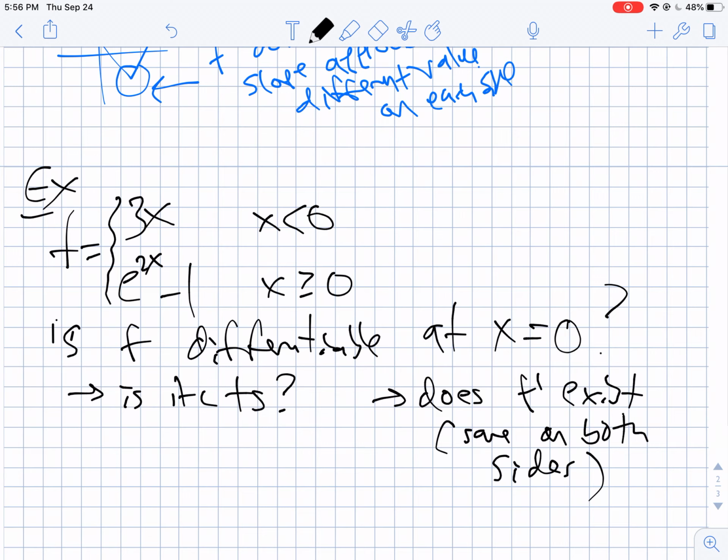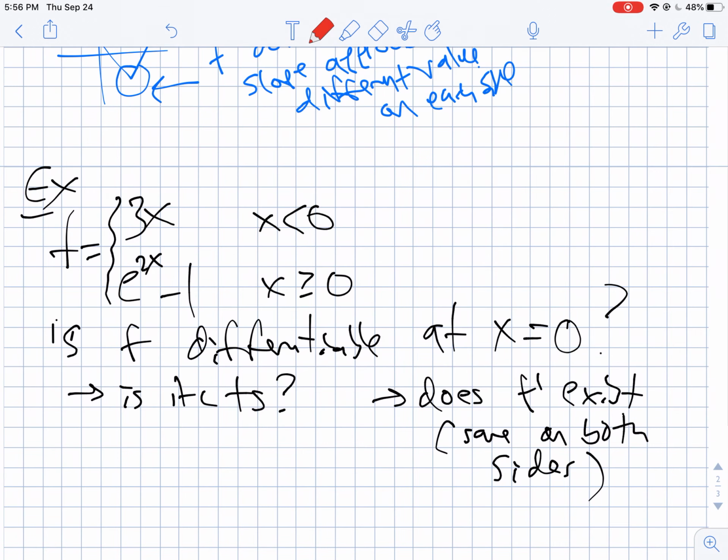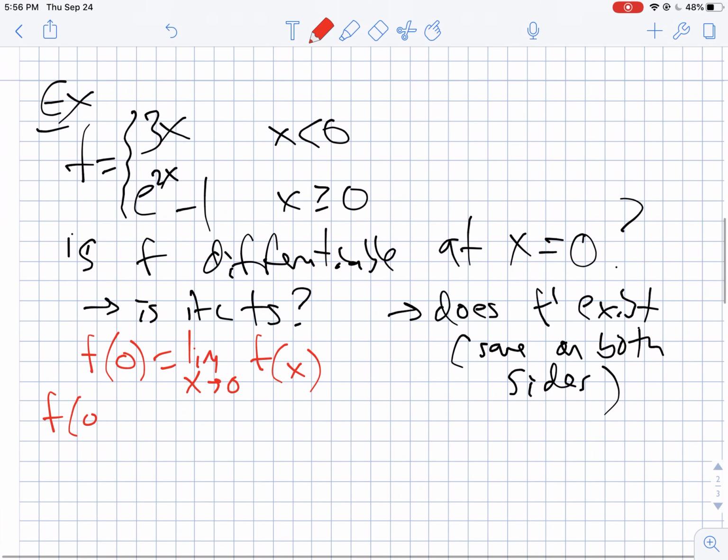Okay, so is it continuous? First off, let's take a look at that. If something is continuous, remember that means that f of 0 must equal the limit as x approaches 0 of that function. So we're going to look from both sides. Okay, so f of 0 is the bottom case. So that is e to the 0 minus 1, which is 0.